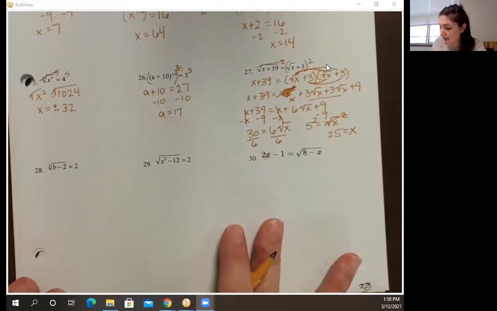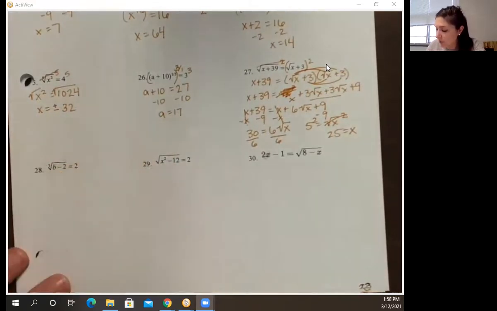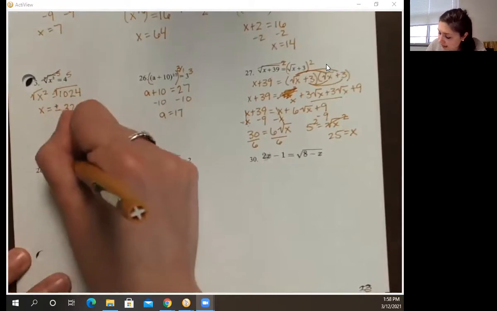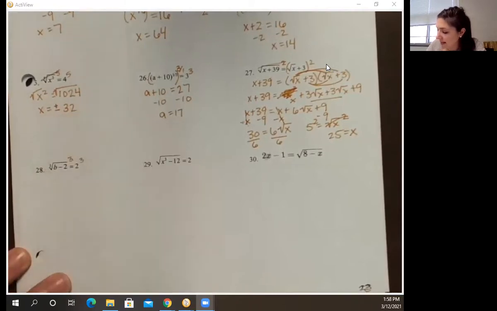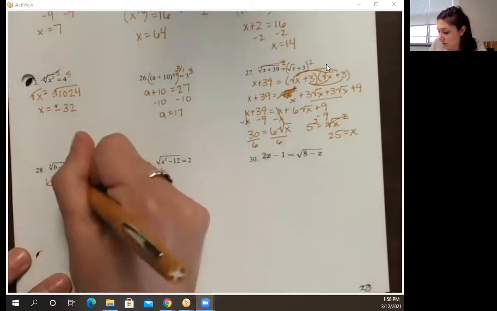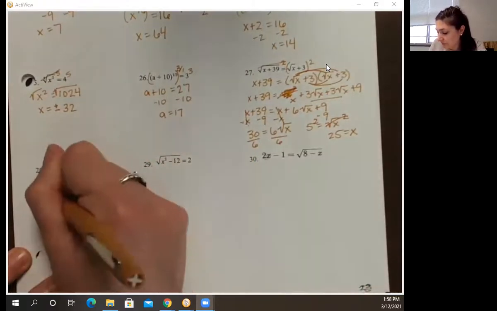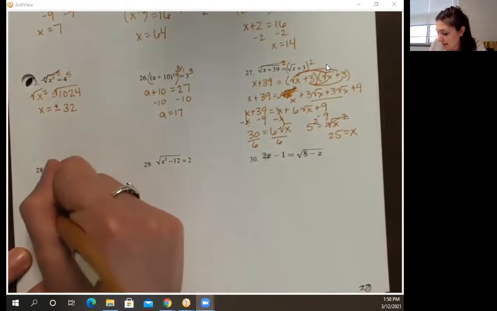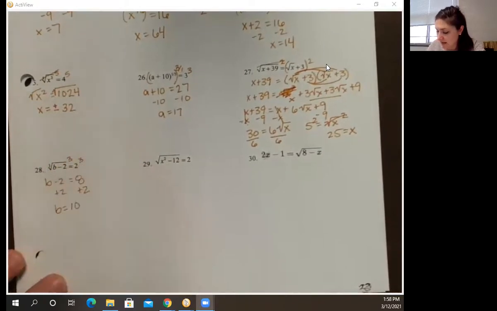For number 28, this time we have a cube root, only one of them, and it's by itself. So we're going to go ahead and undo that root by cubing both sides. This will give me b minus 2 equals 2 cubed, which is 8. Add 2 to both sides to get b by itself, and we get b to be 10.